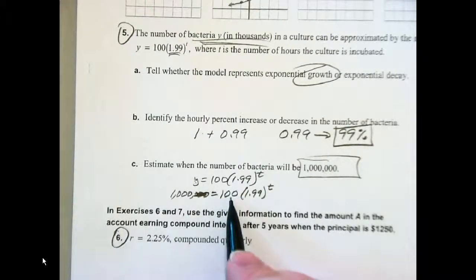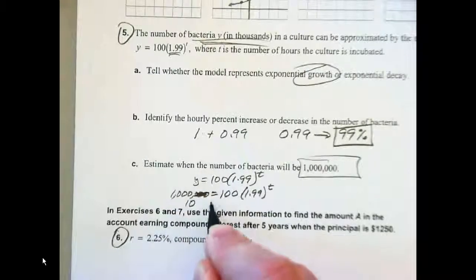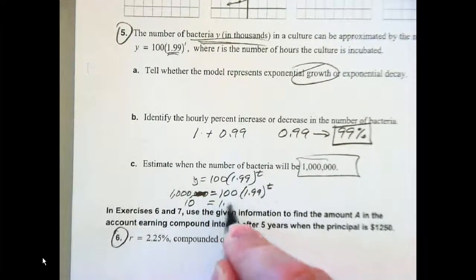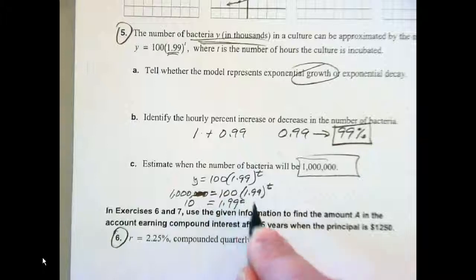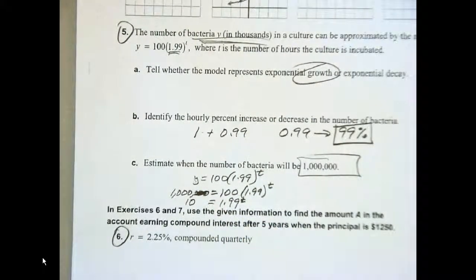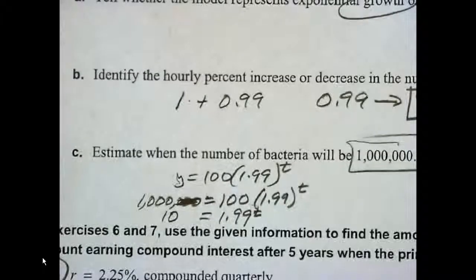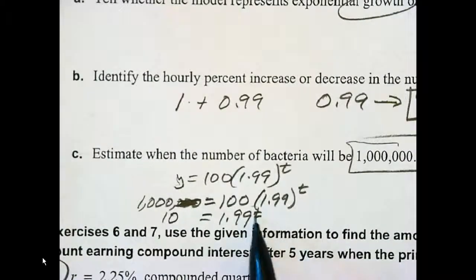Okay, to solve that, you have to divide by 100, which gives you 10. And 1.99 to what power is 10? That's where you're kind of using some guessing and checking. Because, unfortunately, you don't know how to use logs yet, and that's what you would use a log for. That's why we study logs, so we can get the variable out of that power position. We make it less powerful. It's like kryptonite, dude.